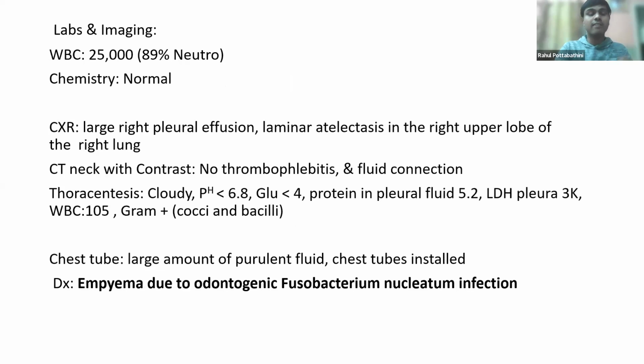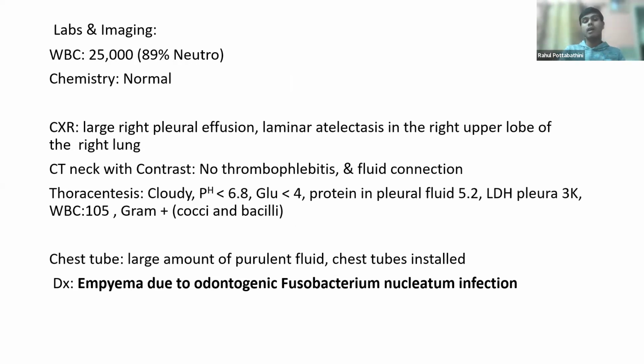And coming back to the case, his labs showed a white count of 25,000 with 89% neutrophils, and the rest of the chemistry is fine. Based on the history, we are thinking of respiratory pathology over any other system, right? He got a chest X-ray which showed a large right-sided pleural effusion with some laminar atelectasis, and he also got a CAT scan of the neck with contrast.